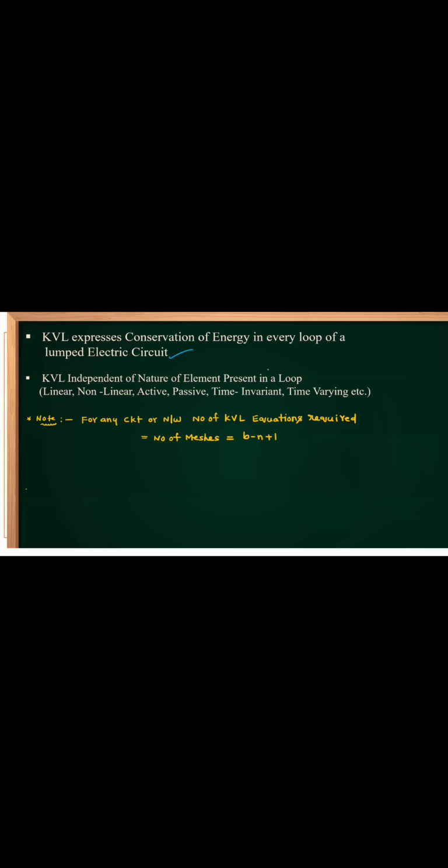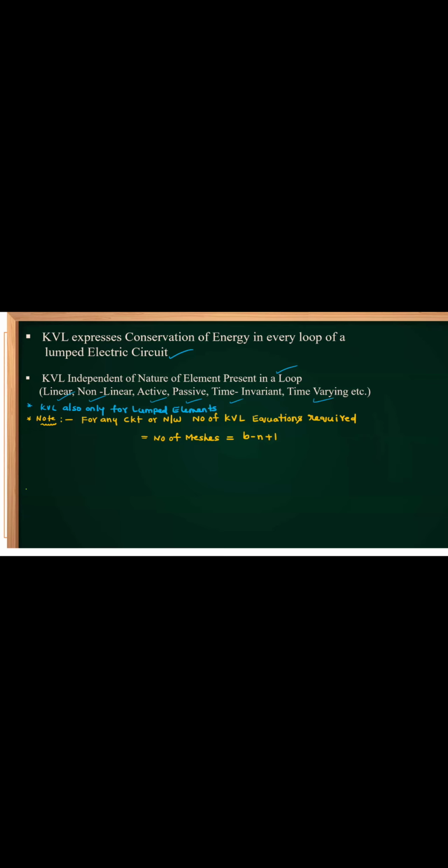KVL is independent of the nature of the element present in a loop. That is, it may be linear or non-linear, active, passive, time invariant, time varying. Any element you have to apply. KVL is also only for lumped elements. It is not for distributed elements. KCL is also only for lumped elements. Only for lumped elements.